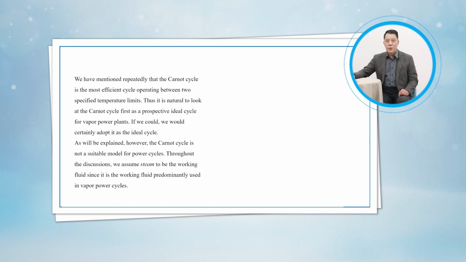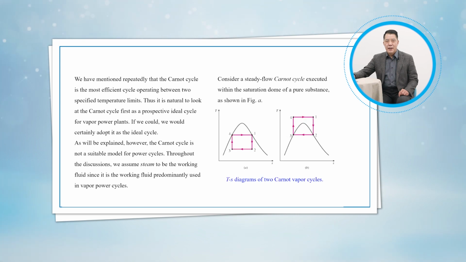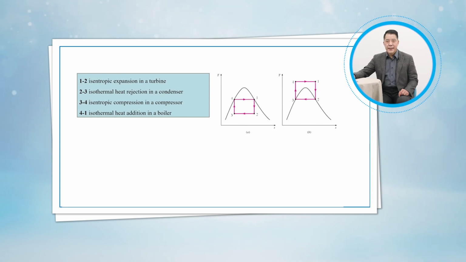Throughout the discussions, we assume steam to be the working fluid since it is the working fluid predominantly used in vapor power cycles. Consider a steady flow Carnot cycle executed within the saturation dome of a pure substance, as shown in Figure A. The fluid is heated reversibly and isothermally in a boiler, expanded isentropically in a turbine, condensed reversibly and isothermally in a condenser, and compressed isentropically in a compressor to the initial state.